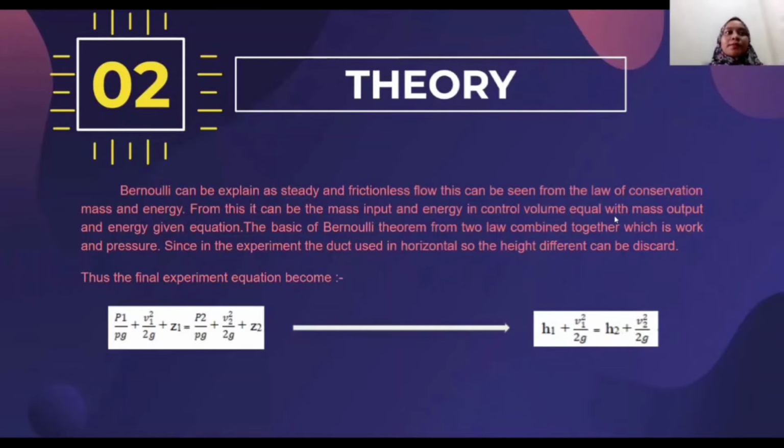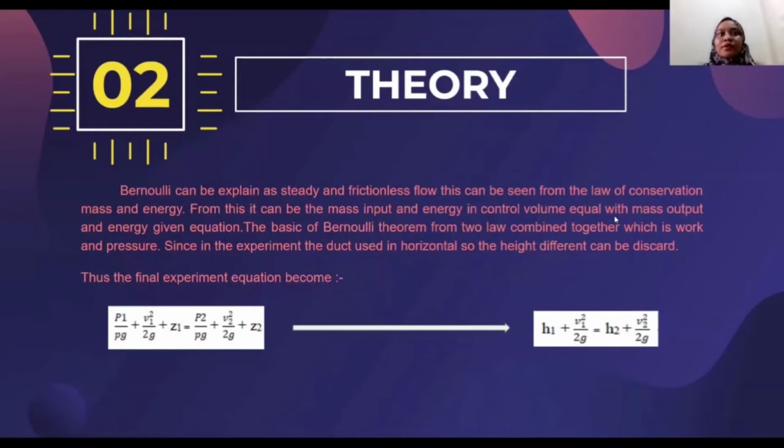For the theory, Bernoulli can be explained as a steady and frictionless flow that can be seen from the law of conservation of energy, mass and energy. From this, we can conclude that the mass input in a control volume equals the mass output in a control volume, given in the equation. The basis of the Bernoulli theorem is the combination of two laws, work and pressure, combined together to make the equation for the Bernoulli theorem.